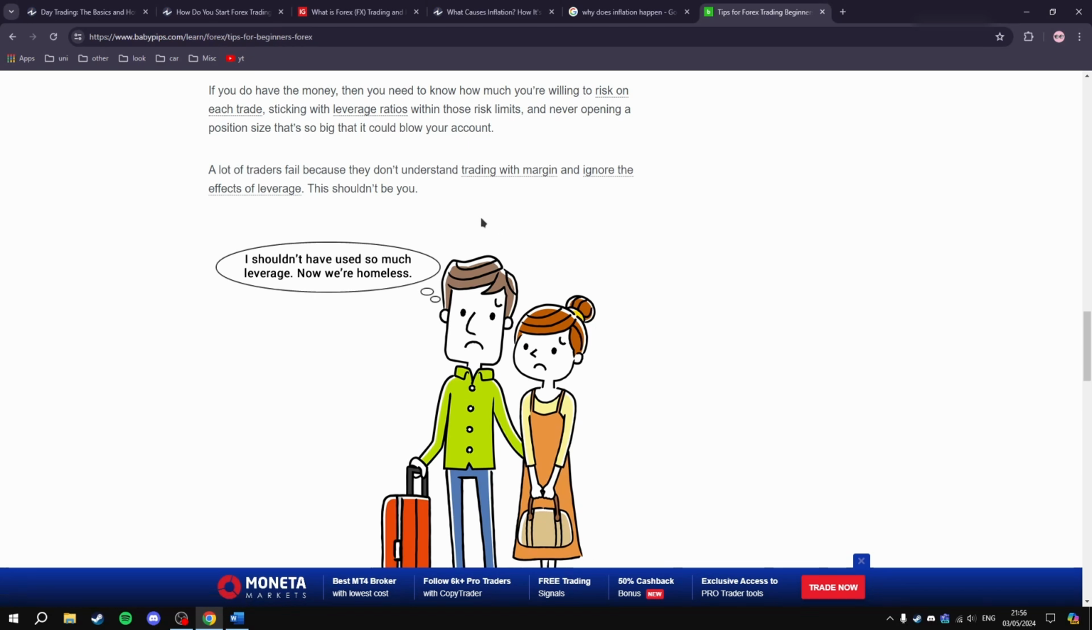A lot of traders fail because they don't understand trading margin and ignore the effects of leverage. This shouldn't be you.